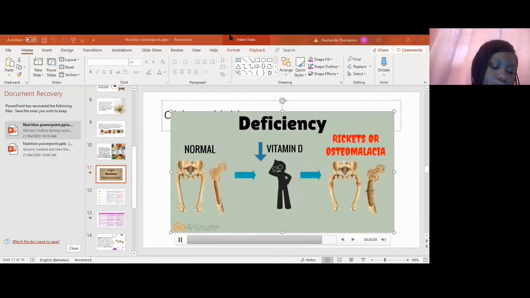Too little vitamin D results in the softening of the bones. This disease is known as rickets in children and osteomalacia in adults.